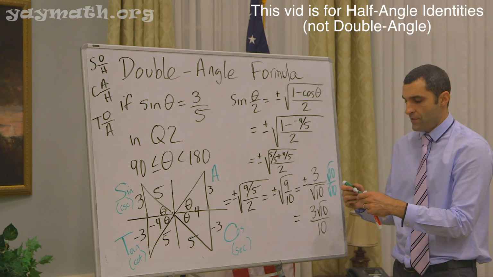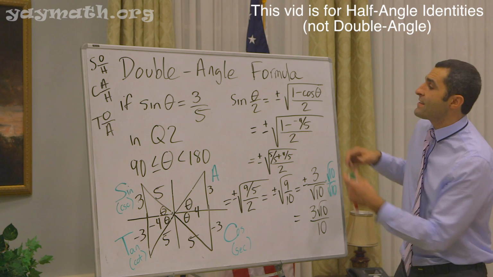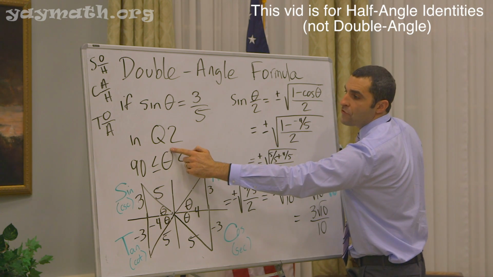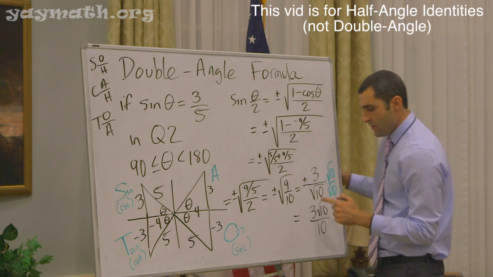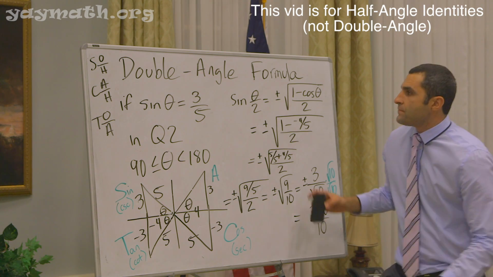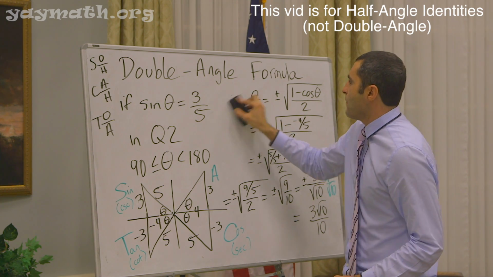So we can leave that up for a second. All right. Look at that. In a sense, you have to know that half an angle in quadrant 2 will be in quadrant 1, so it's positive. So the ratio becomes positive. Perfect. Let's do cosine of theta over 2.